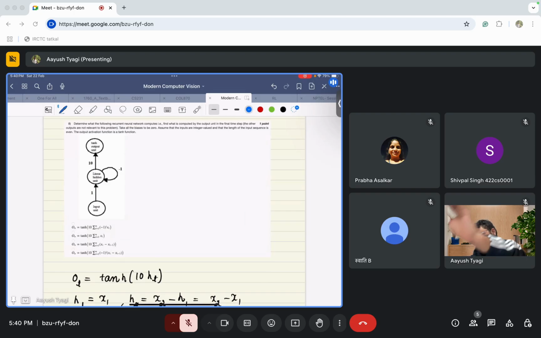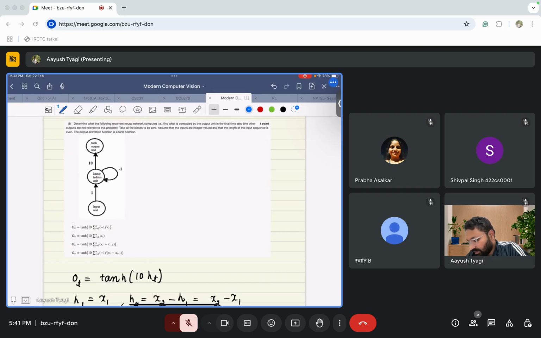So moving to the next question, determine what the following recurrent neural network computes. Find what is computed by the output unit in the final step. Take all biases to 0. Assume the input is integer valued and the length of the input sequence is even.